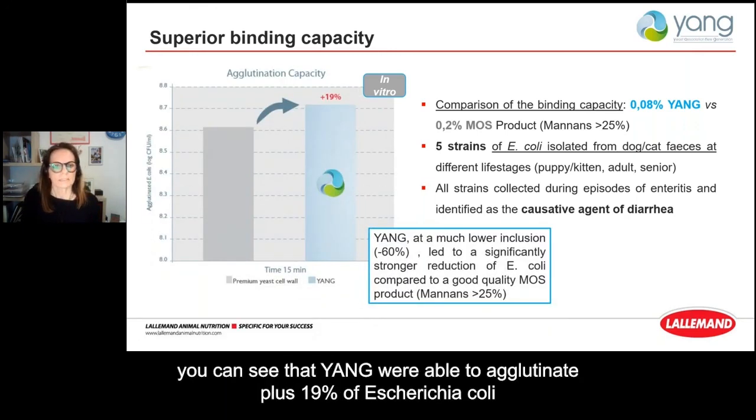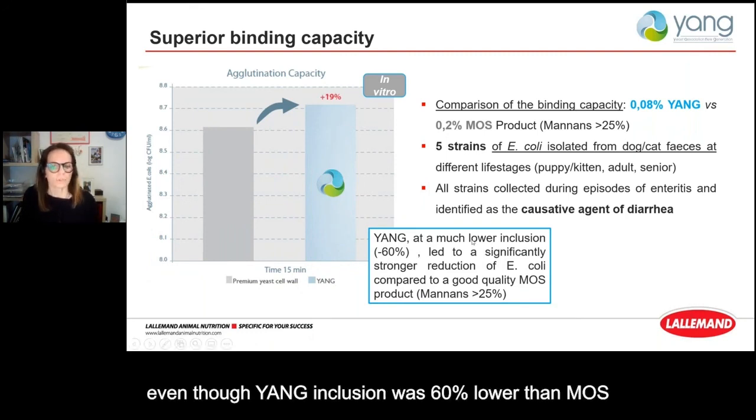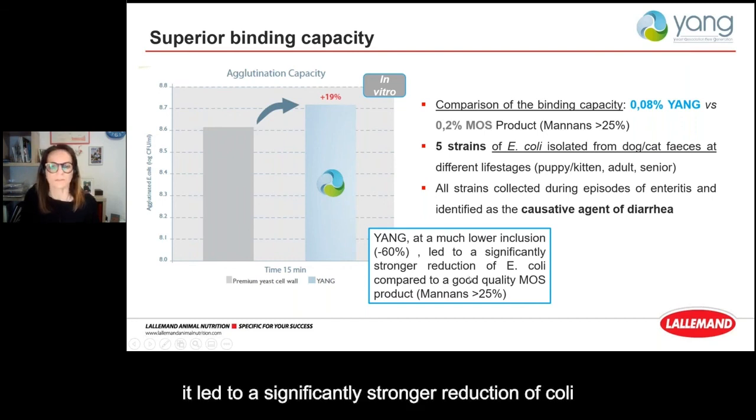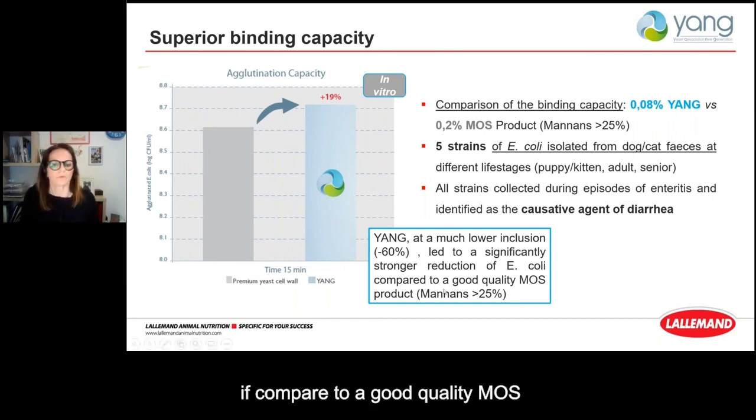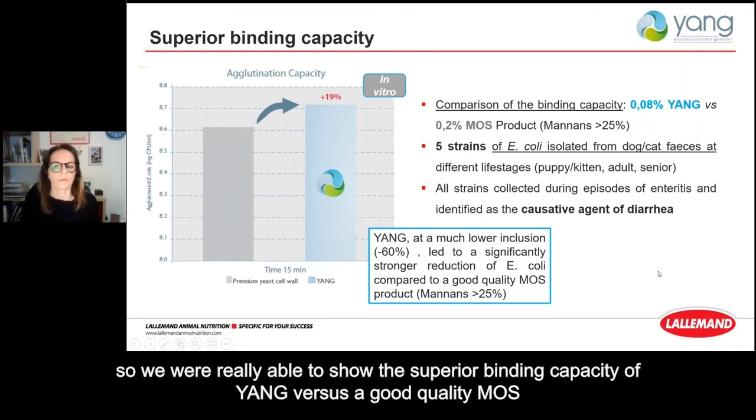From the result, you can see that Young was able to agglutinate 19% more Escherichia coli, even though Young inclusion was 60% lower than MOS. Nevertheless, it led to a significantly stronger reduction of E. coli compared to a good quality MOS. So we were really able to show the superior binding capacity of Young versus a good quality MOS.